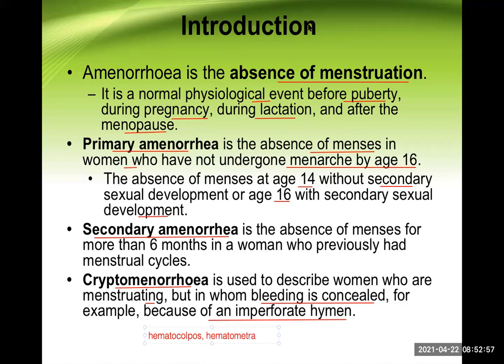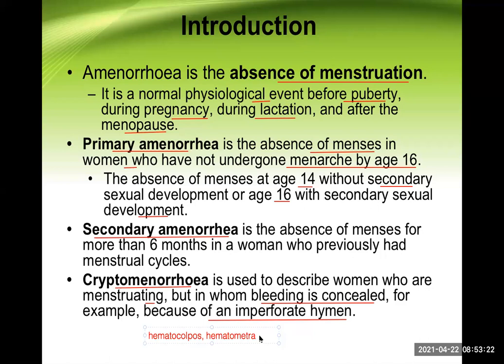Now, this type of uterus will present as a mass. When we do bimanual examination, we can feel this enlarged uterus. Actually, this uterus is filled with blood, and this is commonly seen in young girls, because they started to bleed, but the blood is not coming out, and the cause is imperforate hymen.